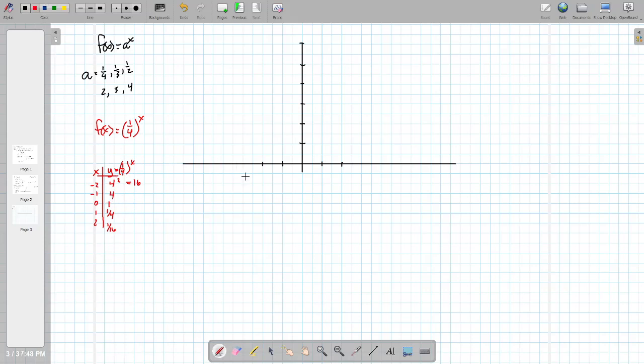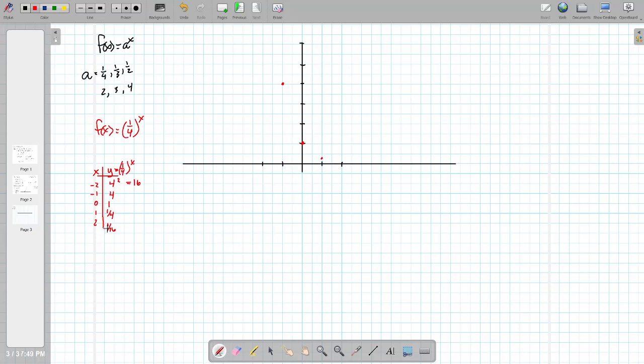Plot them in red. So -2, 16 is very high. I'm not going to plot that because it's too high for my chart. -1, 4. This point here. At 0, 1. At 1, 1/4 would be here.